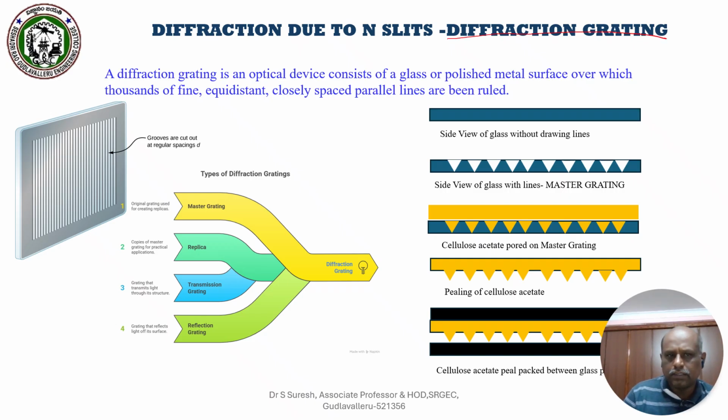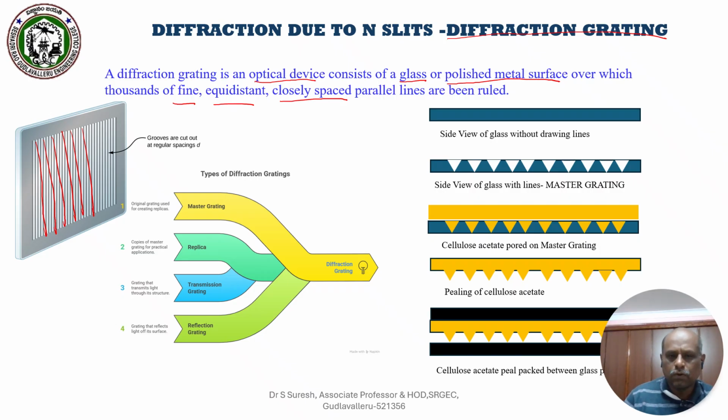can be defined as an optical device consisting of either a glass or polished metal surface over which thousands of fine, equidistant, closely spaced parallel lines are drawn with the help of a diamond cutter. So that means we can draw those lines either on a glass plate, parallel and equidistant lines with the help of a diamond cutter, or the same can be drawn on a polished metal surface.